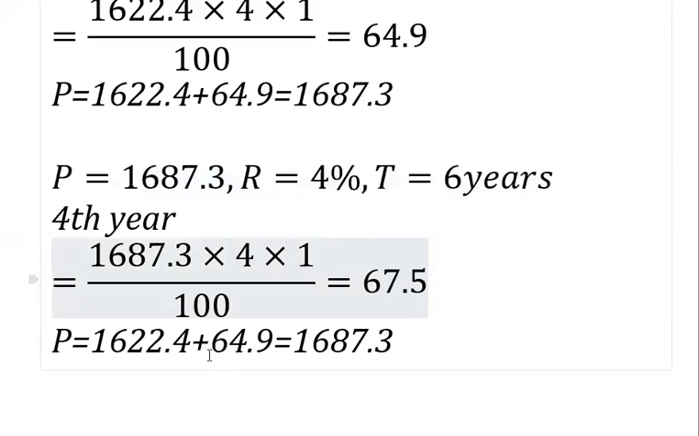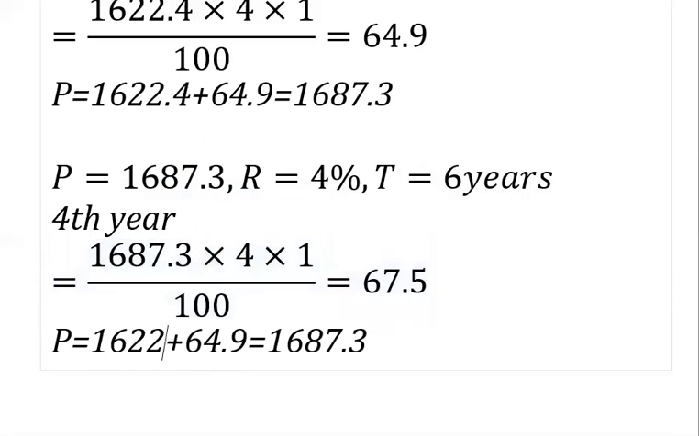So don't forget our principal that we have here, 1687.3. We add it to our new interest, which is 67.5. So if you bring out your calculator, you get your new principal for the 5th year, 1687.3 plus 67.5 is going to give you 1754.8. Awesome. So that's our new principal for the 4th year. We are getting closer.